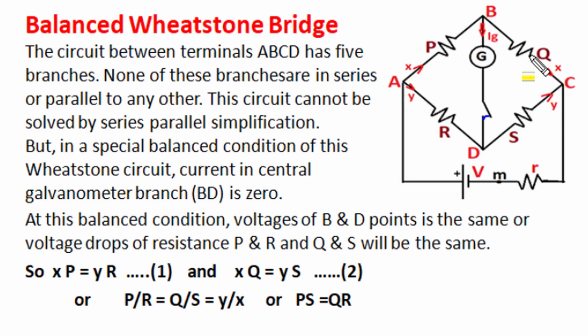Let's start. In this part of circuit, 5 resistances P, Q, R, S and G are connected among 4 nodes A, B, C, D in a typical manner in which no two resistances are in series or parallel to each other. So such a circuit cannot be solved by series parallel simplification.